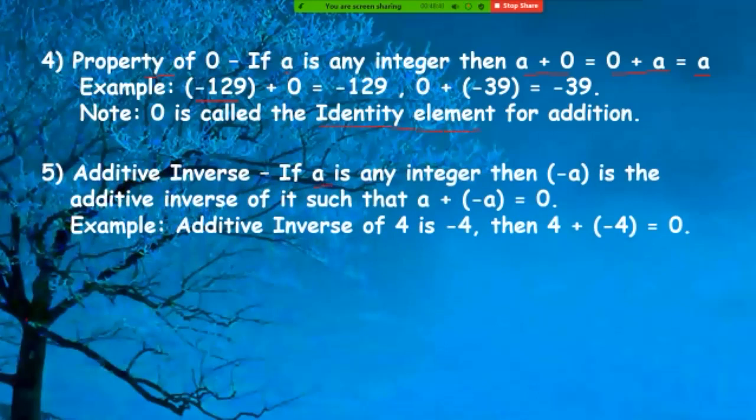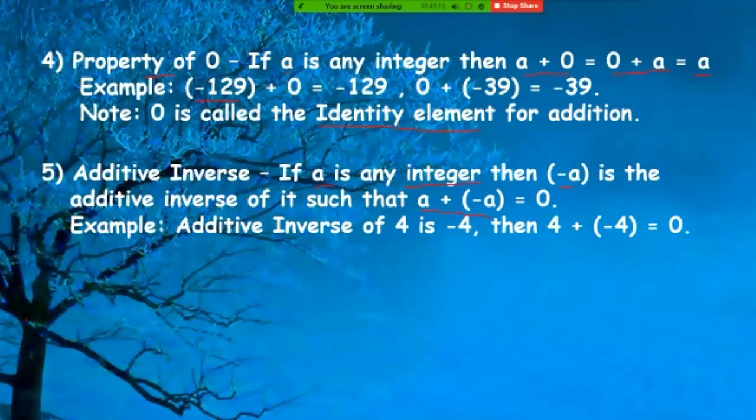If a is any integer, then minus a will be its additive inverse, such that a plus minus a will be equal to 0. If a is any integer, then its opposite will be minus a, and if we add these two numbers, we'll get 0. For example, 4. Its additive inverse will be minus 4. Then 4 plus minus 4 will be equal to 0.